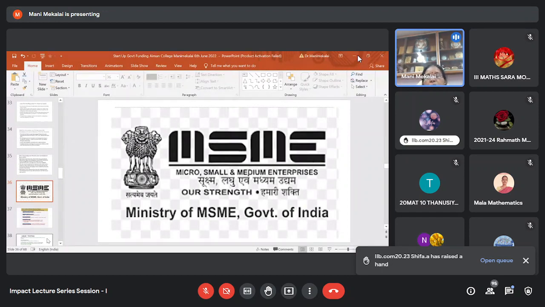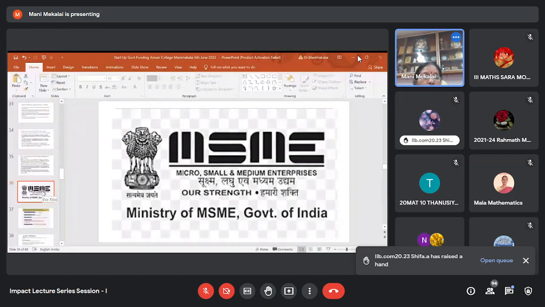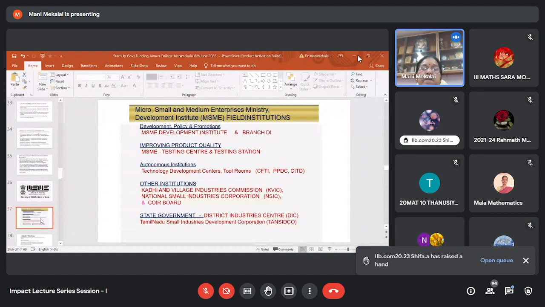And apart from that, you have separate departments offering schemes. I'll just spell out those schemes. The major one is the Ministry of Micro, Small and Medium Enterprises, Government of India. The MSME is a kind of field institution. It is an institution which makes visits to various places, identifies the entrepreneurial aspects and then helps.